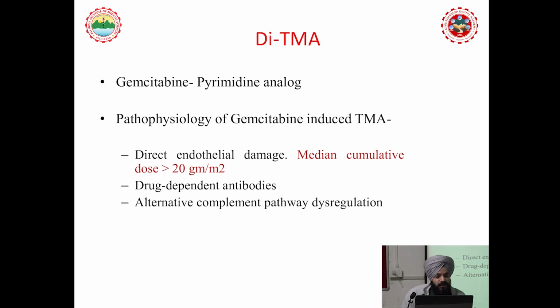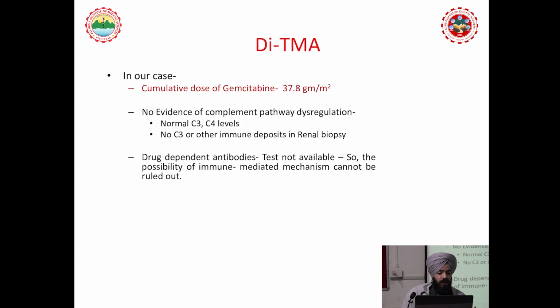Now, gemcitabine is a pyrimidine analog, and the pathophysiology of gemcitabine-induced TMA is that direct endothelial damage is observed when the cumulative dose is more than 20 grams per meter square, which in our case was 37, and in the presence of drug-dependent antibodies and alternate complement pathway dysregulation, which was ruled out. In our case, the cumulative dose of gemcitabine was 37.8 grams, and there was no evidence of complement pathway dysregulation. Drug-dependent antibody testing was not available, so the possibility of an immune-mediated mechanism cannot be ruled out.